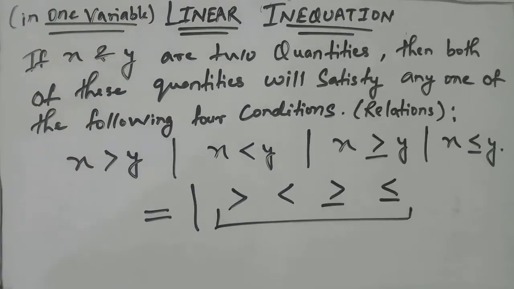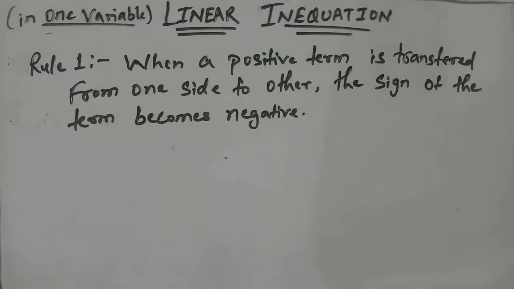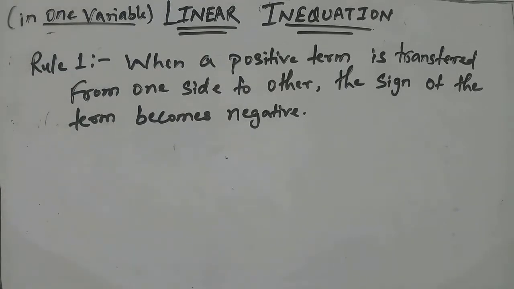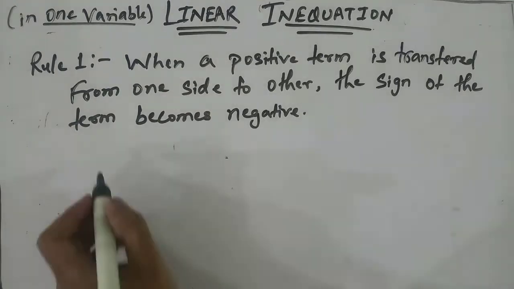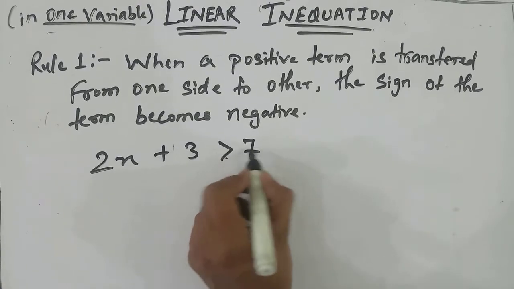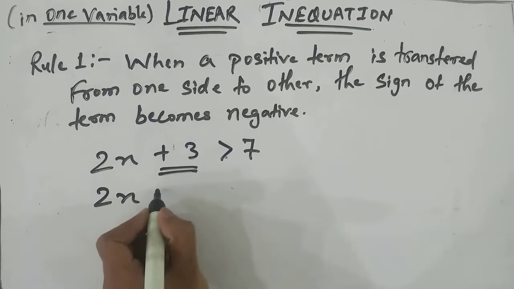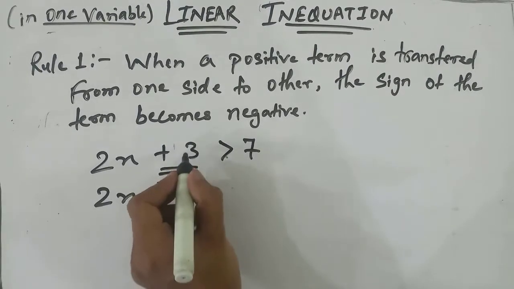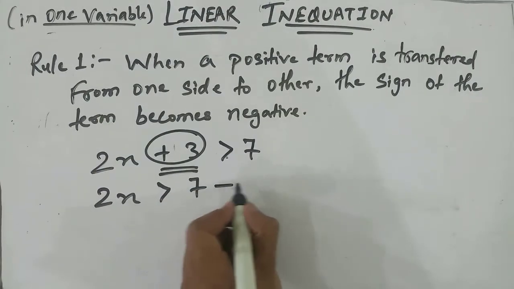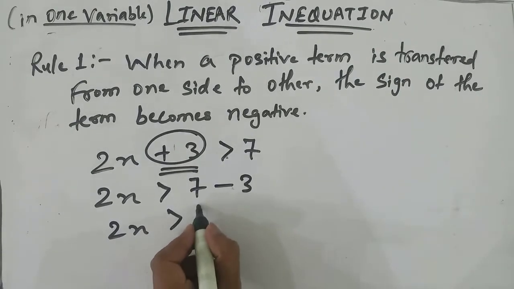Now we will learn how to solve a linear inequation algebraically. Before we start, we have to follow certain rules. Rule 1: when a positive term is transferred from one side of the inequation to the other side, the sign of the term becomes negative. That means if there is an inequation 2x plus 3 is greater than 7, to solve this we have to change it: 2x greater than 7, and the positive term is shifted to this side, so the sign will reverse, it will be minus 3, then we can write 2x greater than 4.